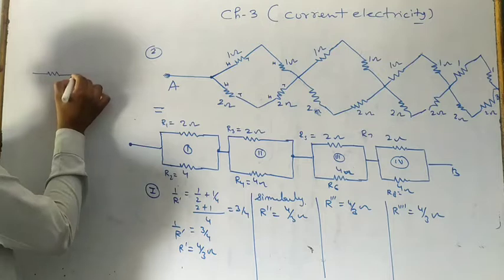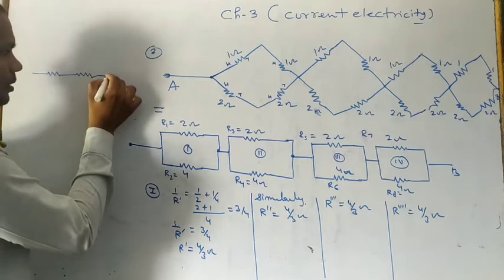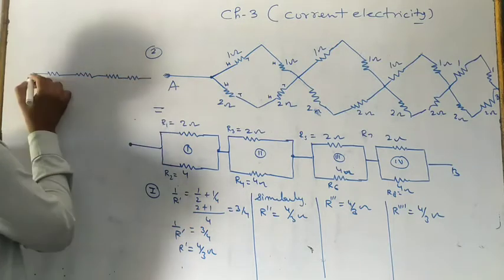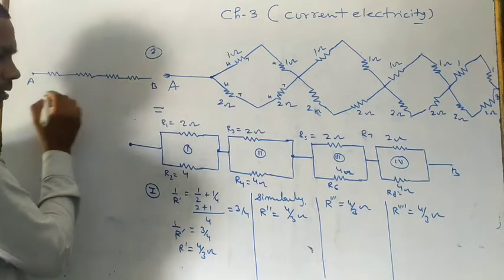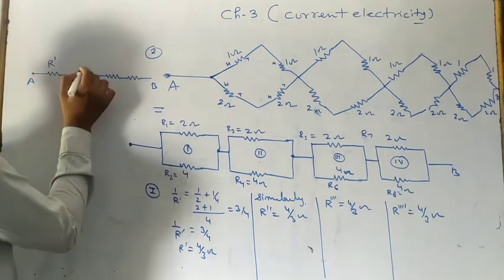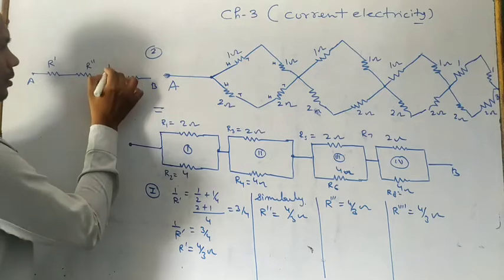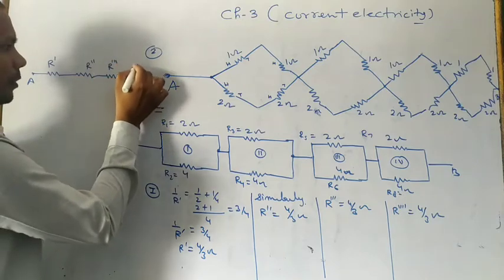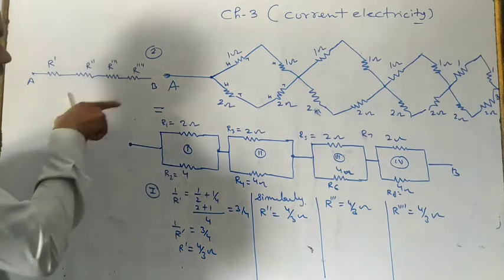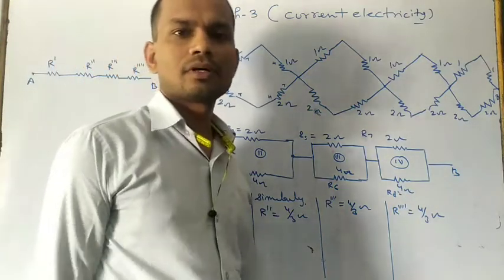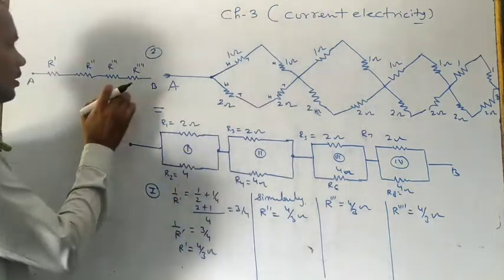Now after this, the circuit is reduced in the form of this one, means this is the first, this is the second, this is the third, then this is the fourth. Here this is A, and then this is B. This is R dash, this is R double dash, this is R triple dash, this is R power 4 dash, right? So now all the resistances are connected in what? In series, because this is the head to tail arrangement.